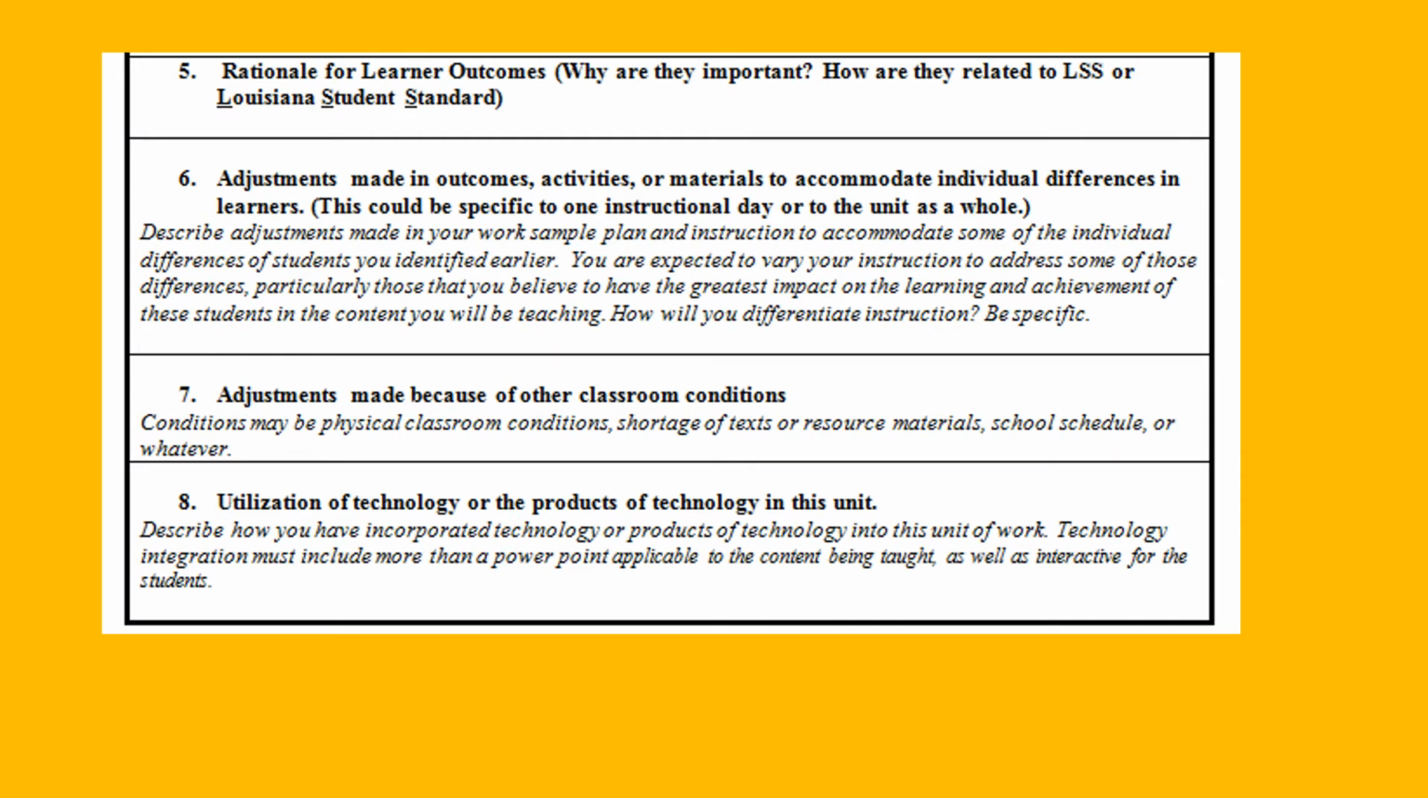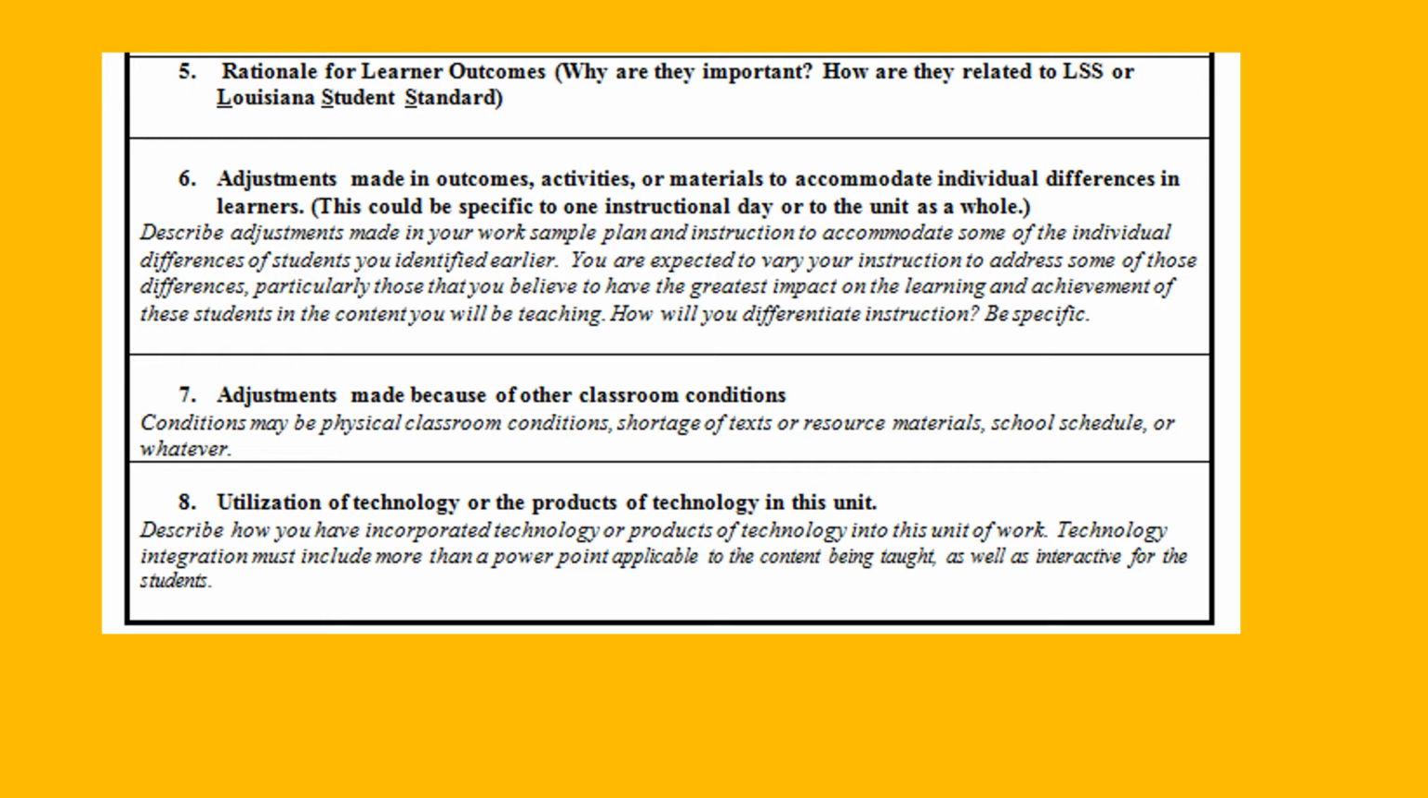Now that you've told us about your outcomes, you're going to move to number 5, and you're going to give us the rationale for the learning outcomes. So why are those learning outcomes that you've chosen important, and how are they related to the Louisiana student standards? You are earning a teaching certificate for the state of Louisiana, so you need to be well versed in Louisiana student standards that the kids should master at the end of any given school year. And so you're going to explain what your outcomes are and how they're tied to the Louisiana student standards.